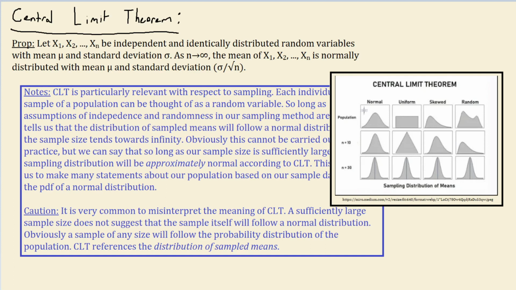And as you can see, it doesn't matter what our original population distribution looks like. It could be normally distributed, uniformly distributed, skewed. It could follow some sort of random distribution that doesn't seem to have any pattern. It really doesn't matter what these population distributions look like, because as we increase our sample size, you can see that the distribution of sample means appears to be more and more normal. Additionally, you can see that our distribution of sample means seems to be less and less spread out. As you can see, the width of these graphs tends to shrink.